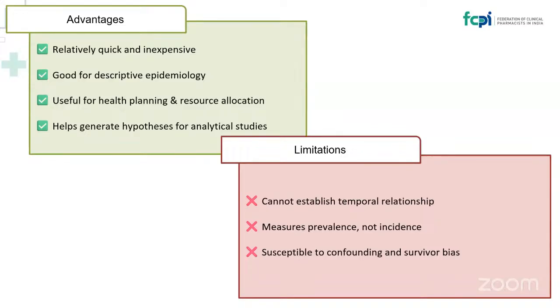This study will measure only prevalence, not incidence, because we are collecting data at one time and we are going to observe the outcome. We cannot say that the study will give the data of incidence. It will only give the data of prevalence. Here, it is more susceptible to confounding and survivor bias. The bias is introduced by the confounding factors.